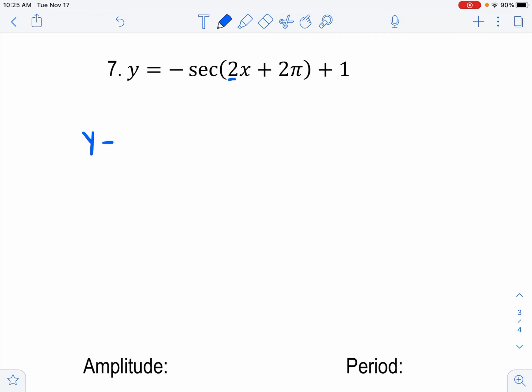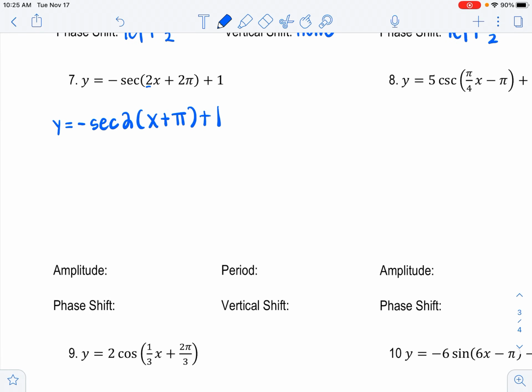All right, next one here. What's the b value? The b value is 2. So I'm going to factor out the 2, or divide by 2. So I have negative secant, factor out the 2, that's x, plus, factor out the 2, which is pi, plus 1. So that one was nice and easy.